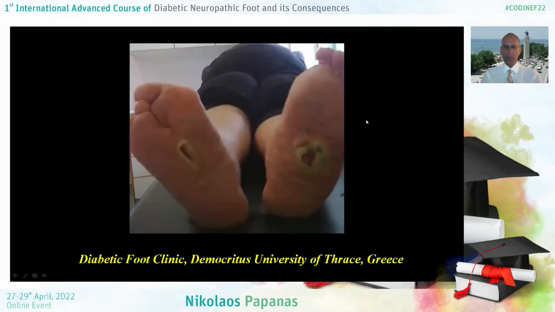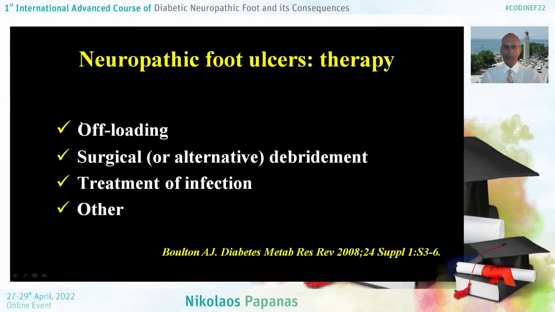And to make matters worse, you see this lady with bilateral Charcot osteopathy and antecedent history, antecedent toe amputations, in which case you see there's no plantar arch, and neuropathic ulcers develop due to pressure again, but in abnormal areas, because normally these areas should not be on the ground. So therapy includes, as you're aware, offloading, surgical or alternative debridement, treatment of infection, and other.